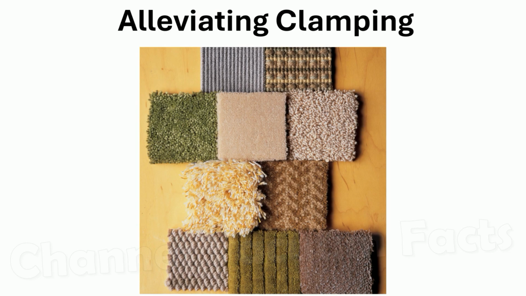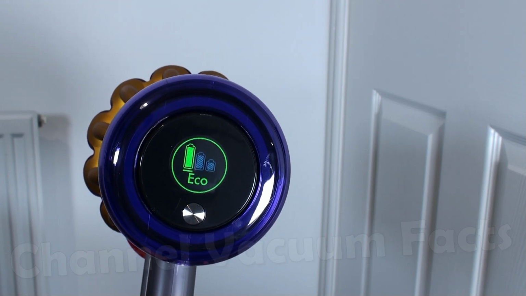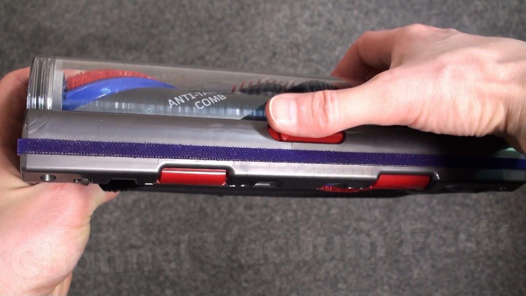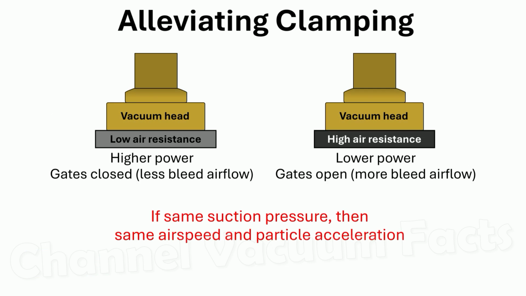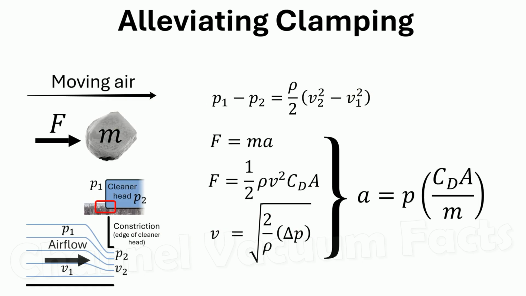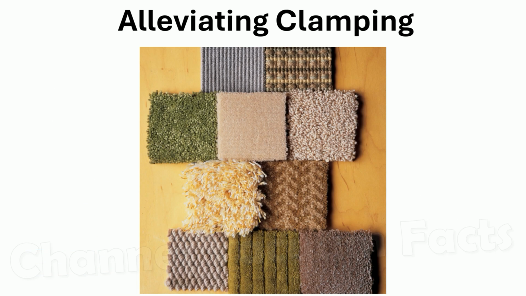On carpets that cause clamping, it's commonly misunderstood that reducing motor power or opening gates to allow in bleed air reduces cleaning performance. It doesn't. As we learned earlier, Newton and Venturi showed that cleaning performance is driven by airspeed and that is controlled by suction pressure alone. On two different floor types that offer high or low air resistance, as long as the suction pressure in the head is the same, whether or not there's bleed airflow or using a lower power mode, the airflow will have the same speed and so be accelerating unimpeded particles just as effectively. Although different carpets may have other properties which net particles more effectively, making them harder to remove, and I'll discuss this more shortly.